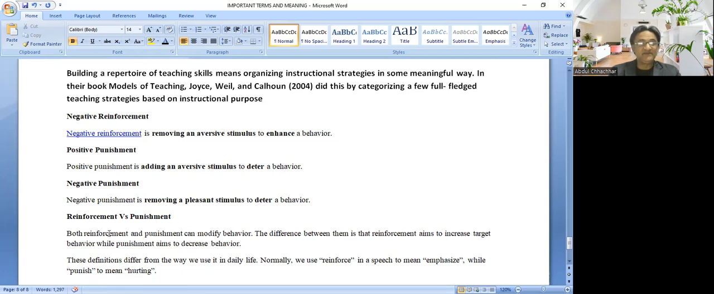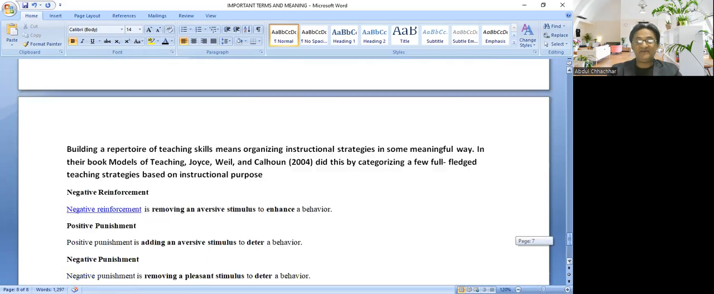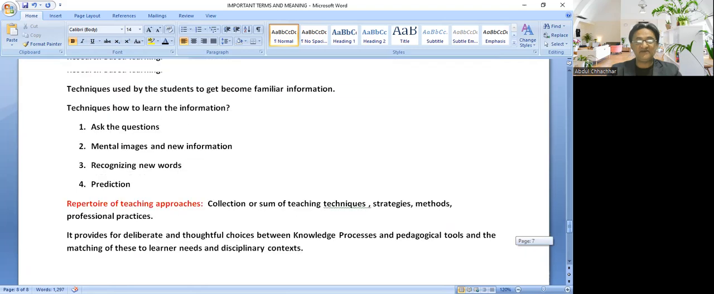Reinforcement versus punishment: both reinforcement and punishment can modify behavior. The difference between them is that reinforcement is aimed to increase target behavior and punishment is to decrease it. So reinforcement is to increase the behavior, however, punishment is to decrease the behavior. Decrease what behavior? Increasing positive behavior, decreasing negative behavior. So these are some important points that, in very limited time, I wanted to share with you.